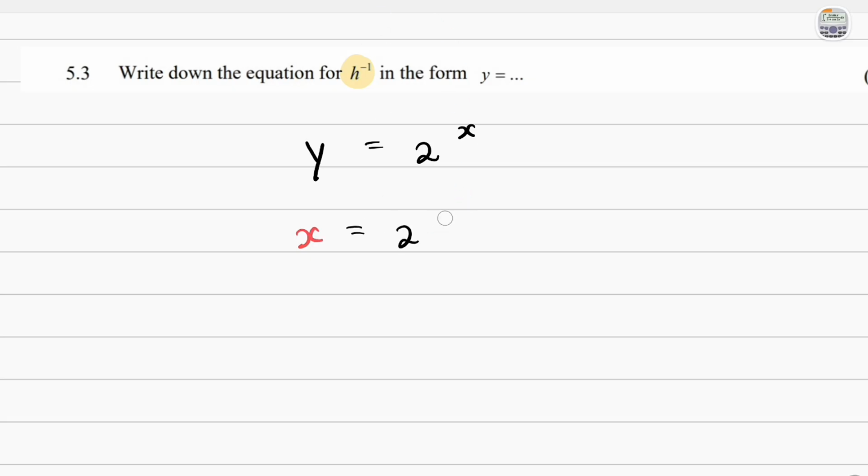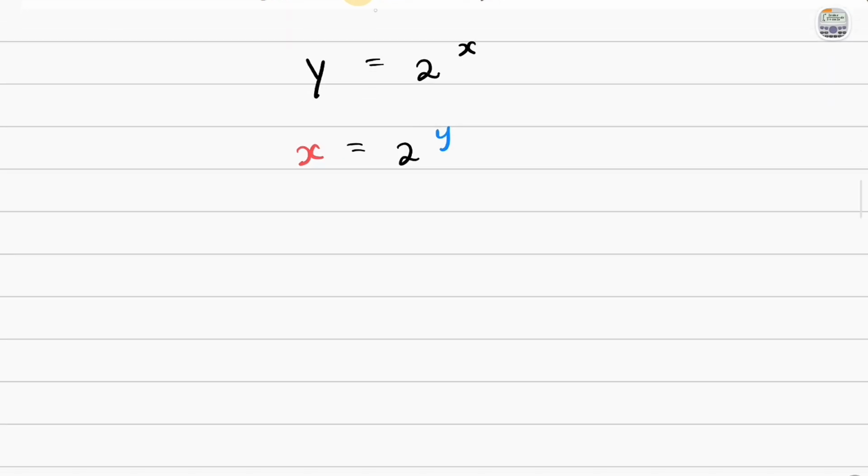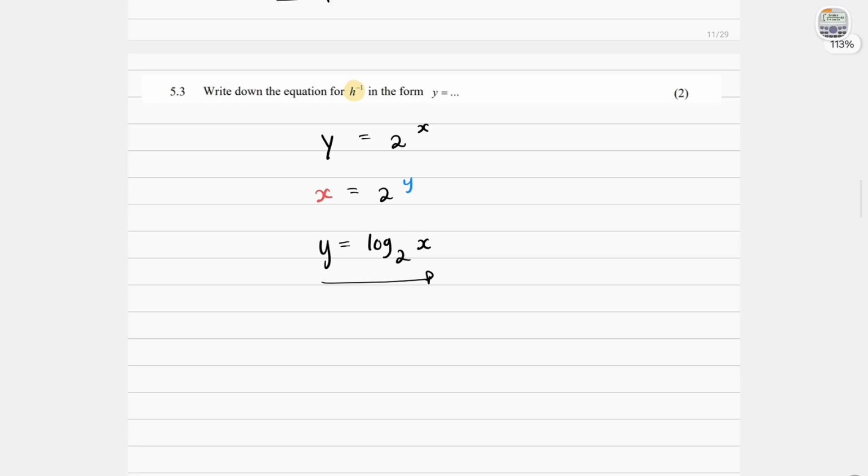And now how do we make this exponent of y the subject? We can do that using log. So we'll say y equals log, and the base is 2, and that answer was x. And this is our answer. Moving on to the next question.